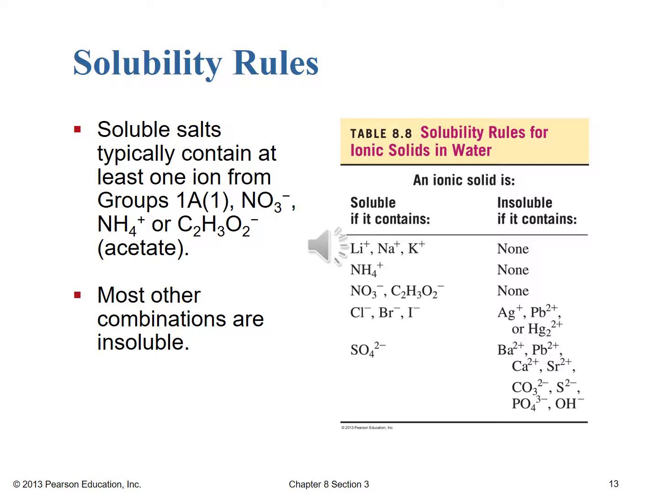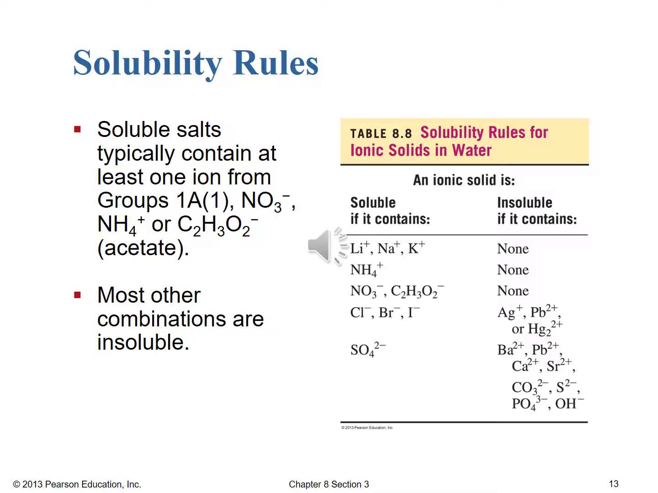The nitrate ion is one of the polyatomics that tends to give rise to soluble salts, as does the ammonium ion, our one polyatomic cation, which behaves a lot like potassium, which is a group 1A, or the acetate ion. Those ions almost exclusively give soluble salts. At least anytime you'd encounter it in this course, anything with those would be soluble. Most other combinations we'll consider to be insoluble, although that's not always true, but sometimes we will encounter that.